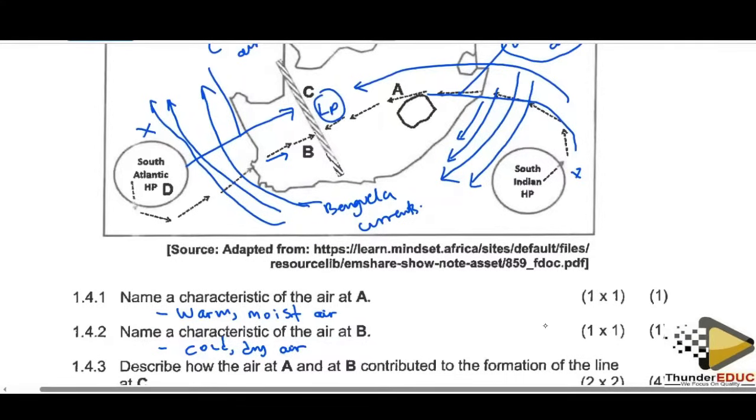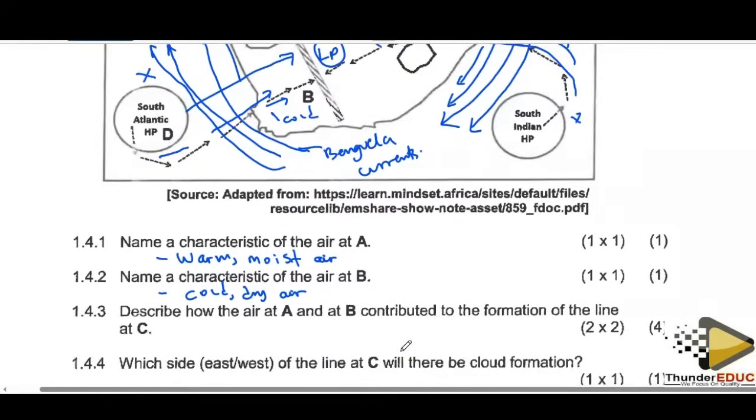So therefore, the same applies to air at A. This air at A is crossing over the warm area. Therefore, it will become a warm air. Now, this air at B is crossing over cooler conditions here. So it will become a cold air. All right.